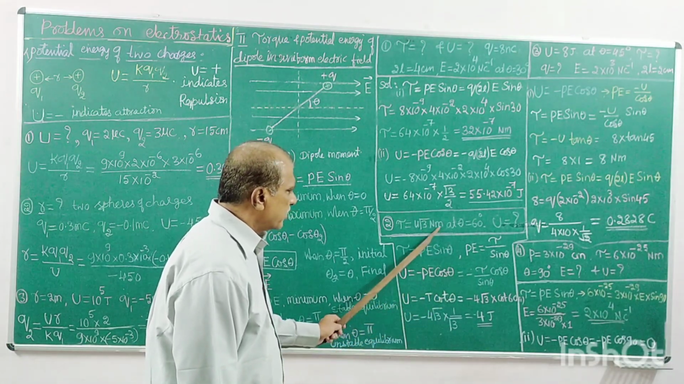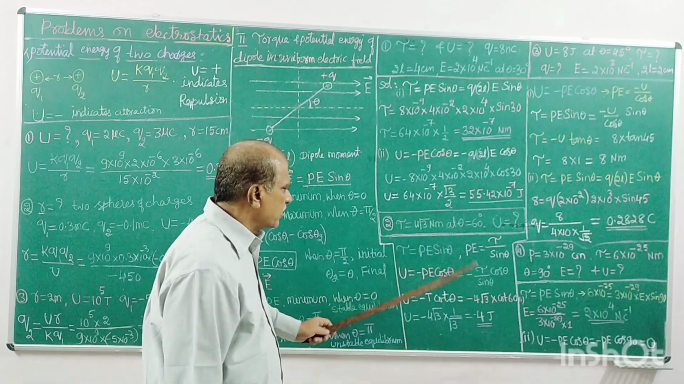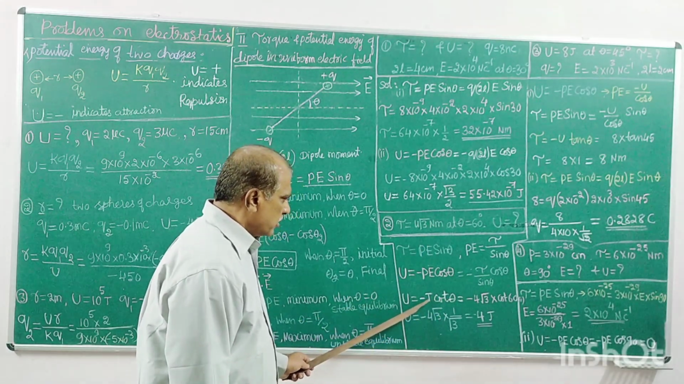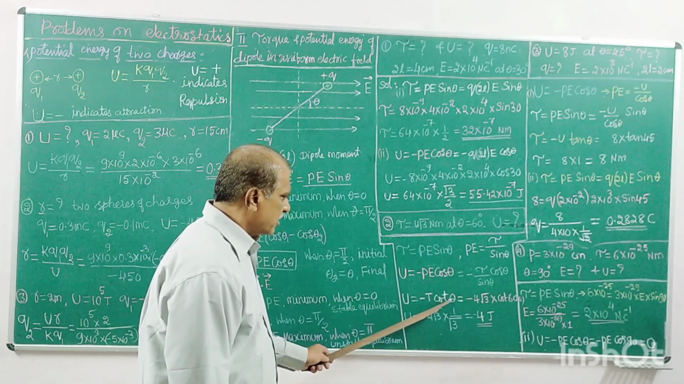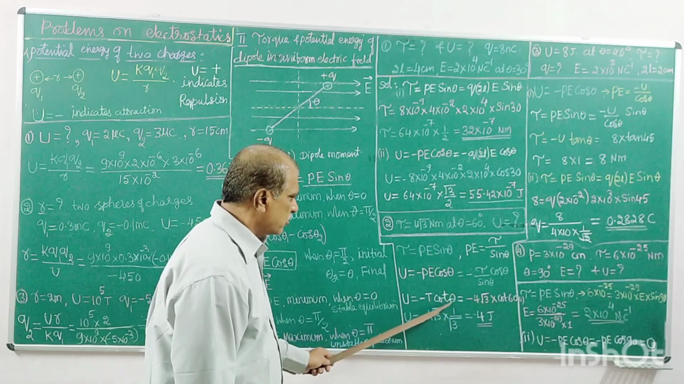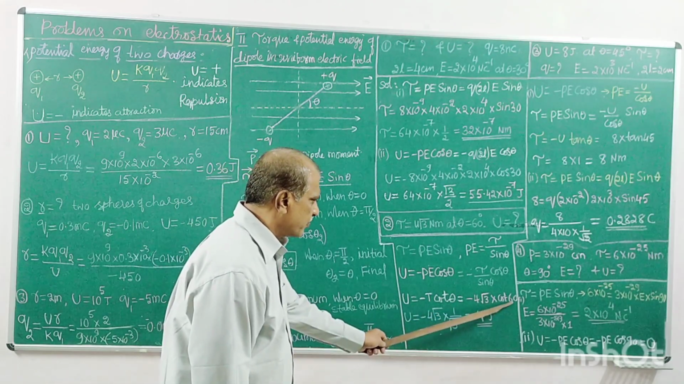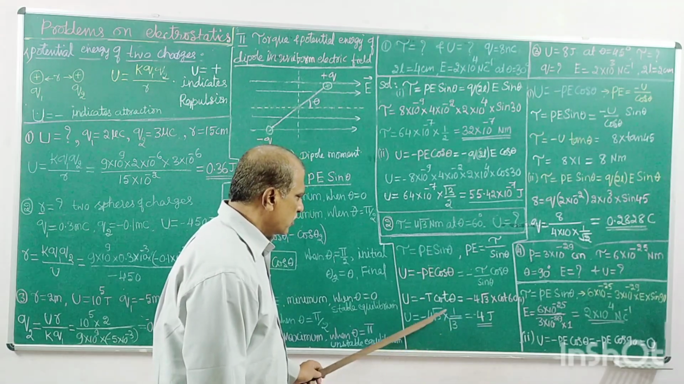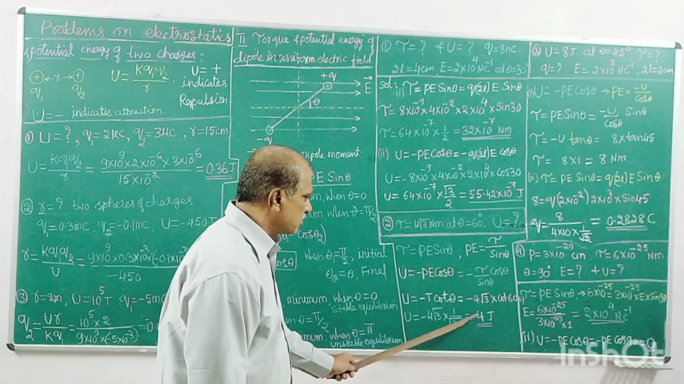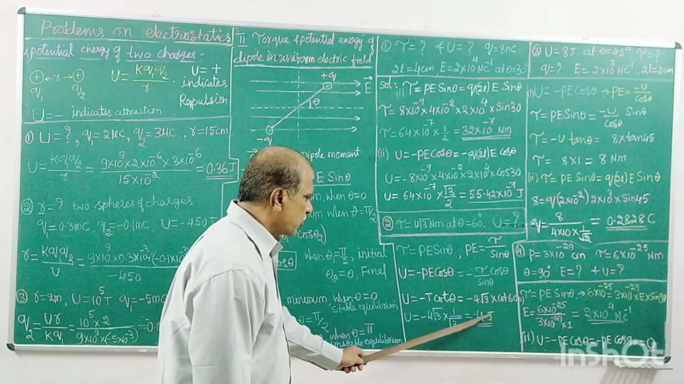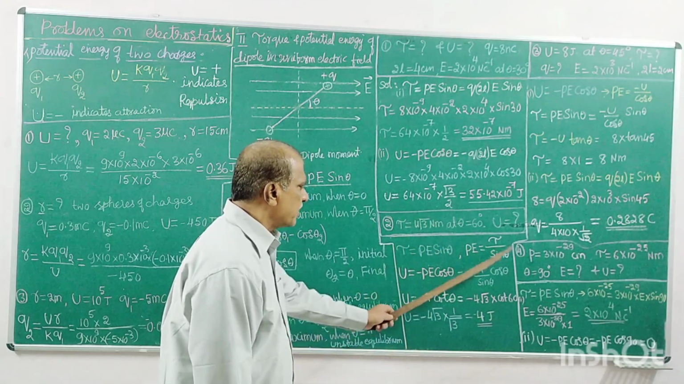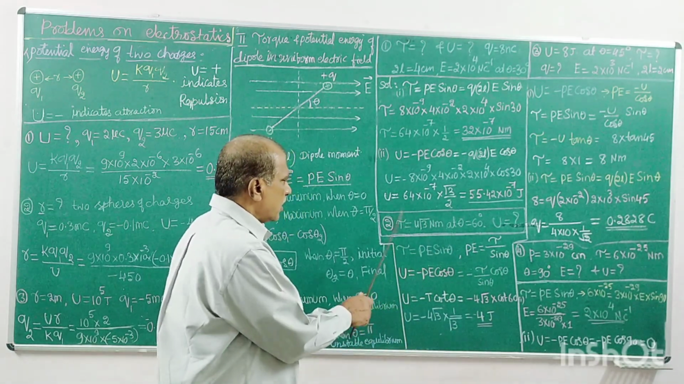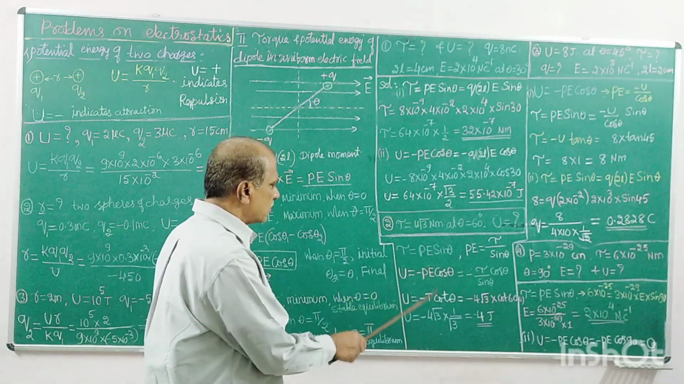Look at the data of the problem. You are given the value of T and value of theta. This is the value of T, this is the value of theta, cot 60. So find the cot 60 value. Cot 60 is 1 by root 3. Root 3 cancels, 4 remains, minus 4 joule. It is the potential energy of the system for this data. So this is how we can calculate. This is how the problem is solved.